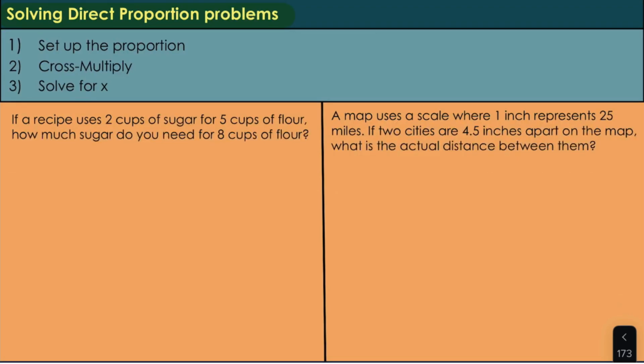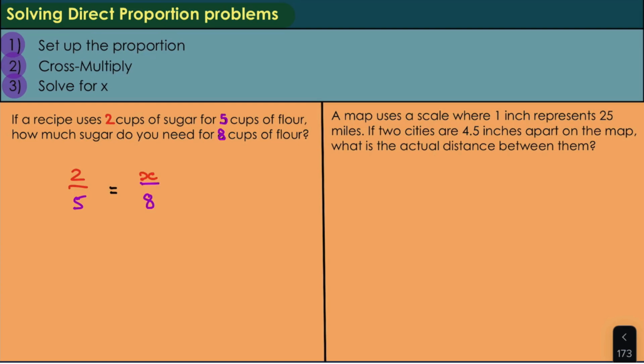How do we solve direct proportion problems? We follow these 3 steps. First example. Step 1, set up the proportion. We don't know how many cups of sugar are needed. We'll let that equal x. So we've set up the proportion.